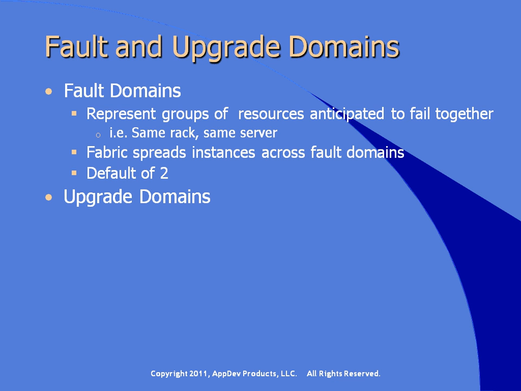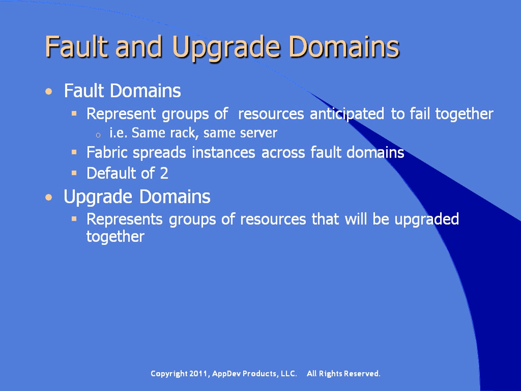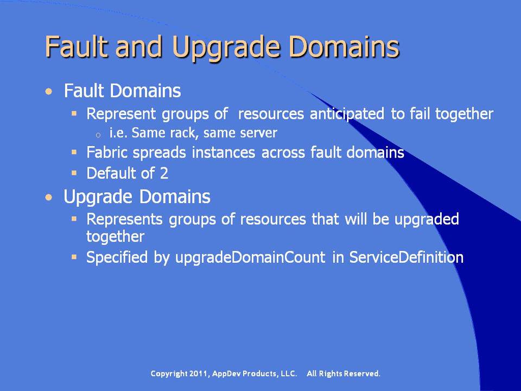But let's talk about an upgrade domain. An upgrade domain really is a logical unit, and these logical units determine how particular services will be upgraded. These upgrade domains are specified by the upgrade domain count specification in the service definition file. The default number of upgrade domains configured in your application is 5. However, you can control how many upgrade domains your application can use. So by default it's 5, but you can specify more or less than the default.